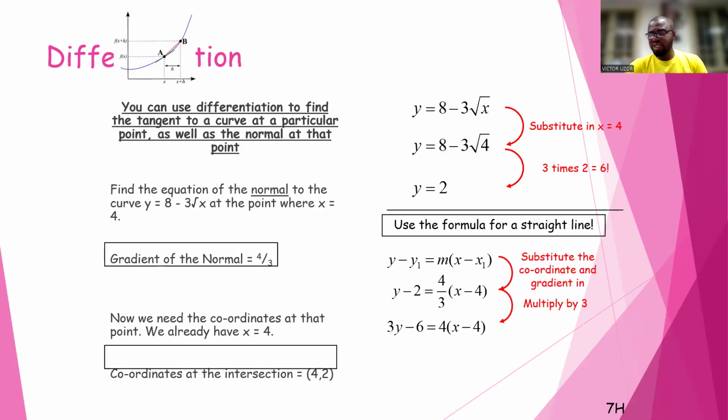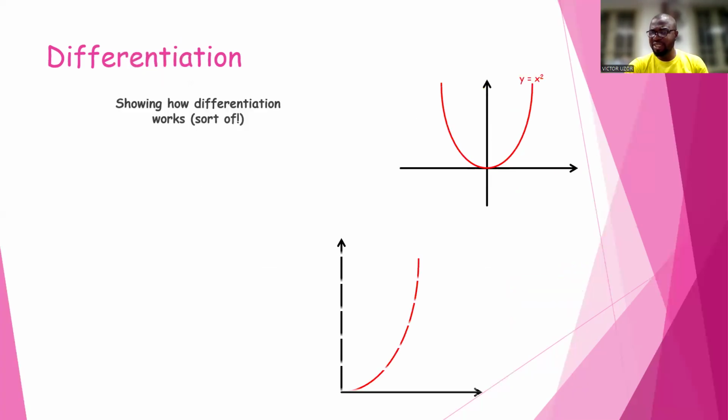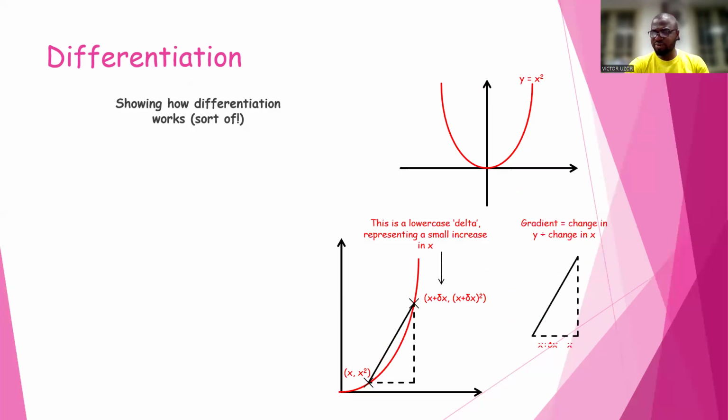Now, in summary, when you want to find the equation of a normal to the curve, the gradient of the normal will be the negative inverse of the gradient of the curve. If you're finding the equation of a tangent, the gradient of the curve will be the same as the gradient of the tangent, the line that is tangent to that curve. That is actually the basic idea behind differentiation.